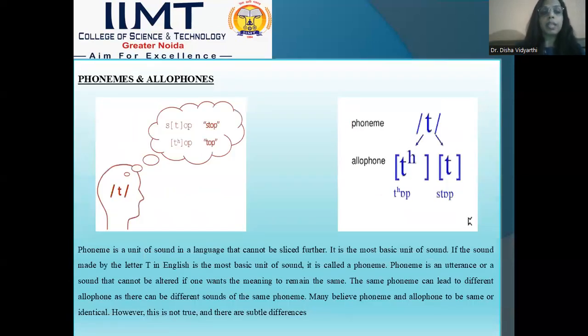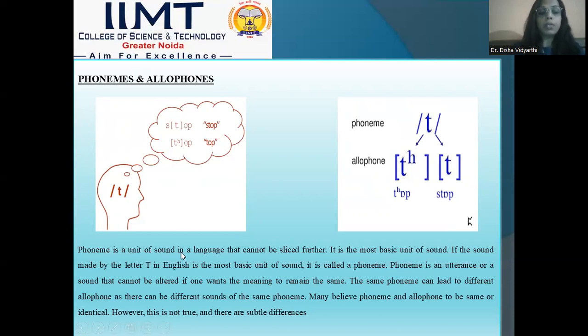Now next, we have phonemes and allophones. This is one of the topics my students always ask about: what is the difference between phonemes and allophones, because they get confused. But if we try to understand it in a simpler manner, it is a very simple term. There's a very subtle difference, but it is easy to understand also. Let me explain it to you. What is a phoneme and what are allophones?